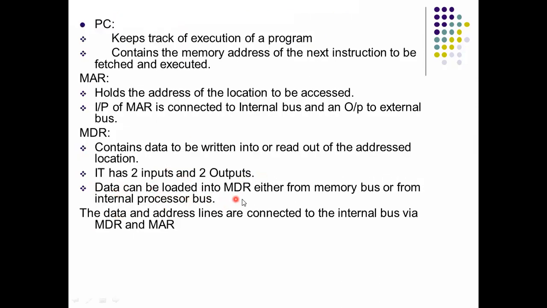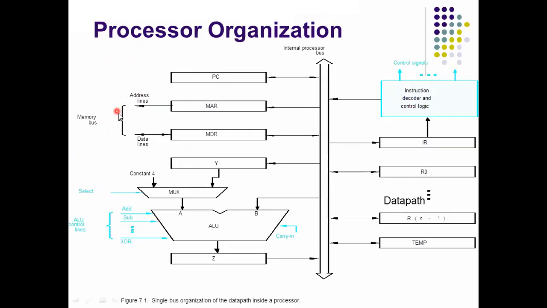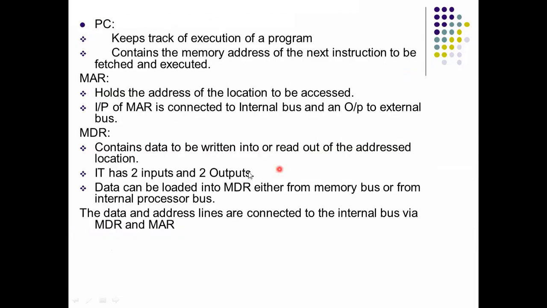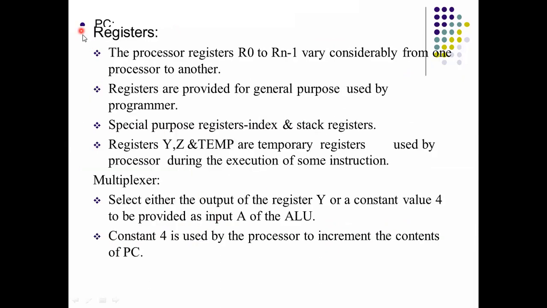Data can be loaded into MDR either from the memory bus or from the internal processor bus. See here, this is the memory bus, and this is the internal processor bus. The data and address lines are connected to the internal bus via the MDR, memory data register, and the MAR, memory address register.